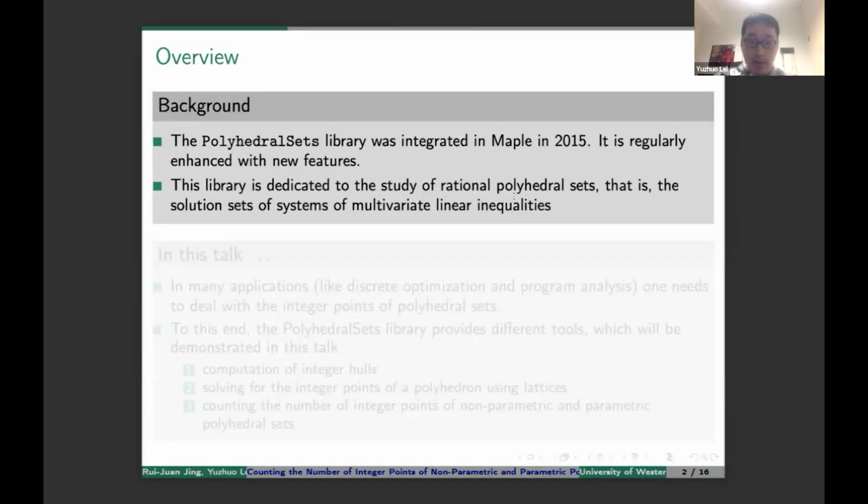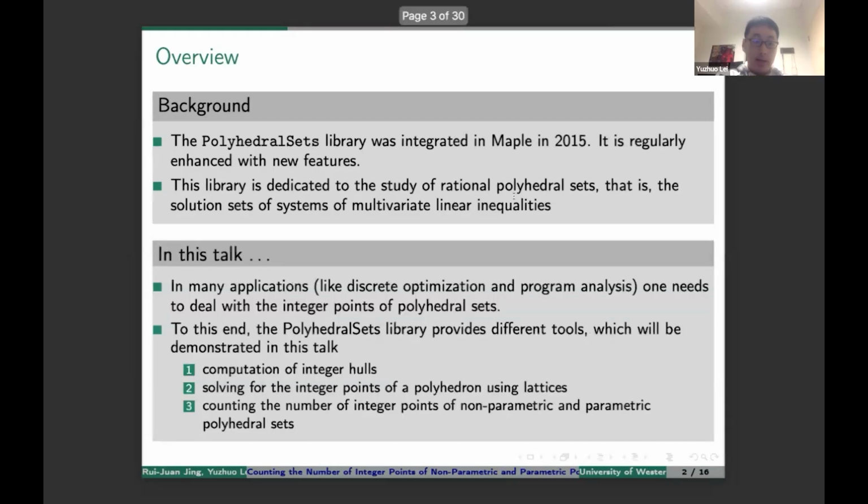The PolyhedralSets library was integrated in Maple in 2015, and is regularly enhanced with new features. This library is dedicated to the study of rational polyhedral sets, which are the solution sets of systems of multivariate linear inequalities. In many applications, like discrete optimization and program analysis, one needs to deal with the integer points of polyhedral sets.